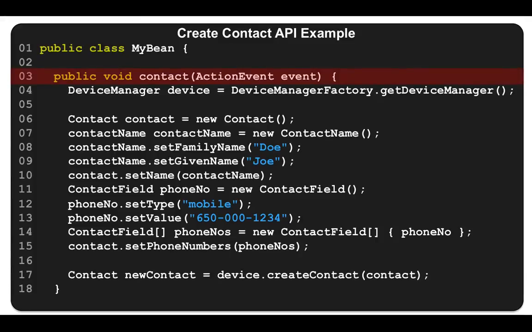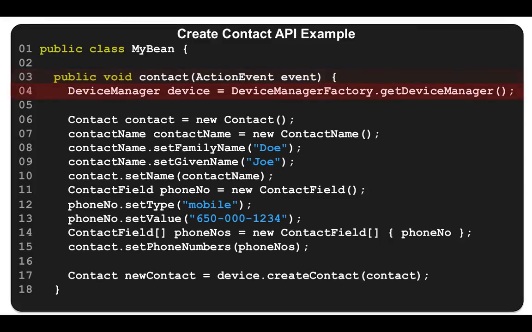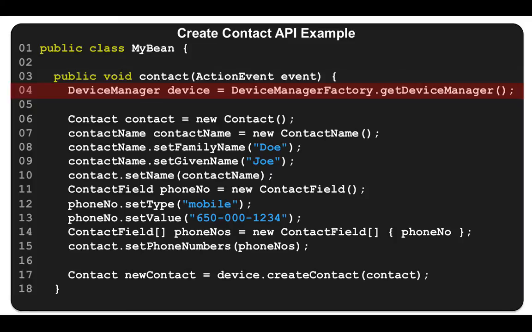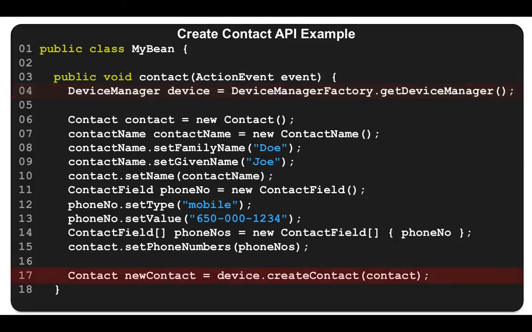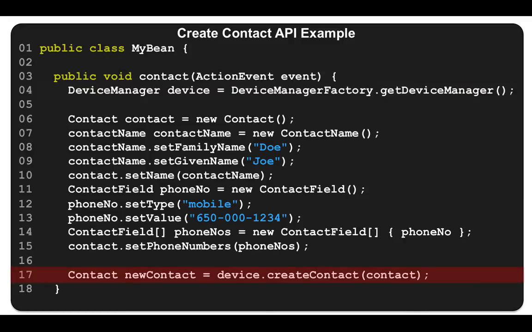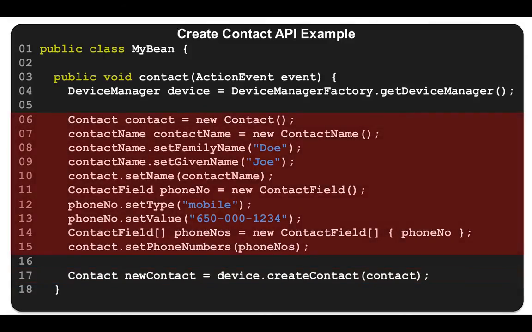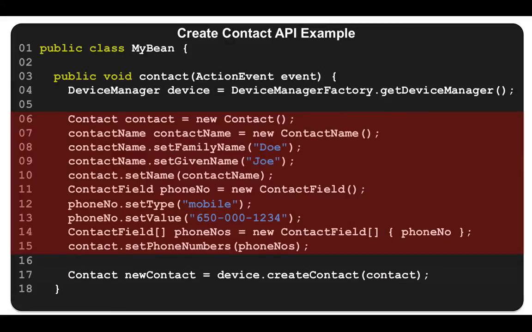We have the MyBean managed bean and the contact action listener method that we constructed in the previous demonstration. And what we're actually doing in this method is we're grabbing the device manager via the DeviceManagerFactory.getDeviceManager method. And on line 17, we're then going to call the Create Contact API that we saw previously. And as you can see on line 17, in the parameters, we're passing in a contact object, which essentially we're constructing on lines 6 to 15.